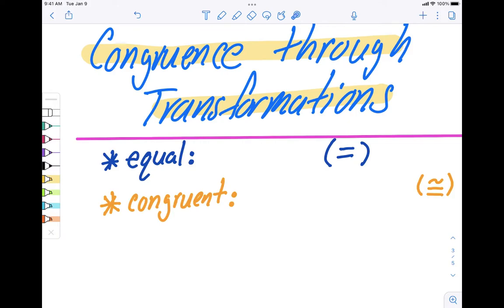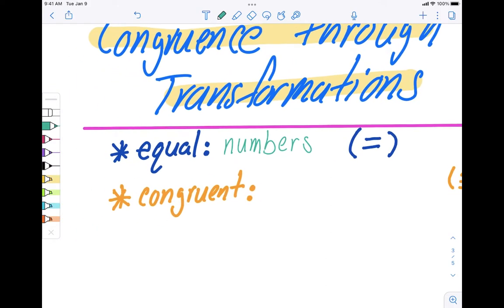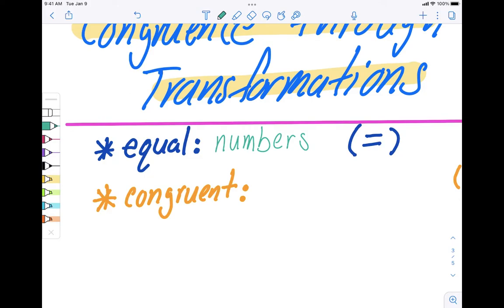The first vocabulary word we're going to talk about is equal. We're used to seeing the word equal, and it's this symbol right there. The word equal refers to numbers. Whenever we see or hear the word equal, think about it as numbers. Your age is equal to somebody else's age. The amount of cars is equal to the amount of cars somebody else has. The number of baseball cards that you have is equal to the number somebody else has. So that's equal, and this is the symbol for equal.